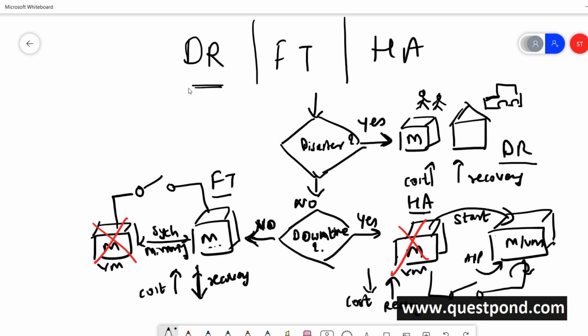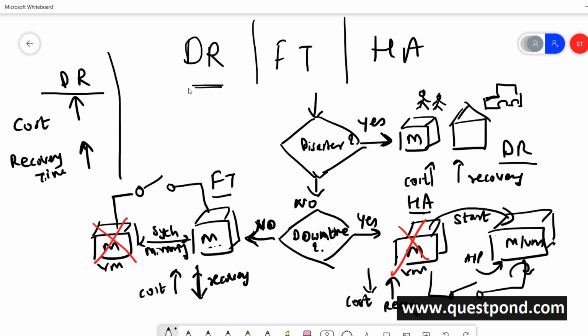So remember that whenever you are using these terminologies, think about two things: one is cost, another one is recovery time, right? When you talk about disaster recovery, the cost is the highest because you have to replicate a lot of things. The recovery time is also very high here, right? And when you're talking about fault tolerance, the cost is not as high as DR, but yes, it is there. And the recovery time is ASAP, as soon as possible.